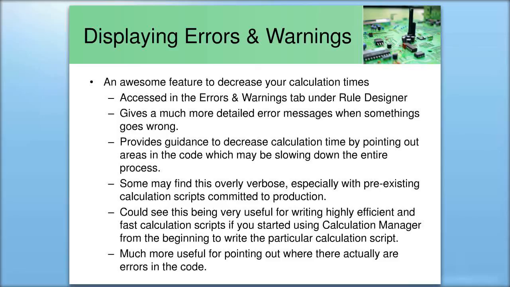It provides guidance to decrease calculation time by pointing out areas of code that may be slowing down the entire process. And not only does it show errors and warnings, it actually shows the parts of the code that are implemented inefficiently. Even if you're getting the correct numbers, it will tell you which parts are a little bit slow depending on how you wrote it. Fixing these as they arise can greatly increase performance. It also suggests best practices for handling data in different members depending on if they're sparse.